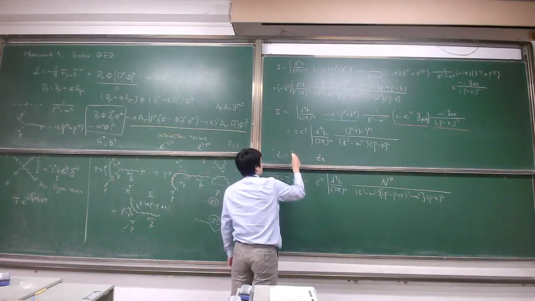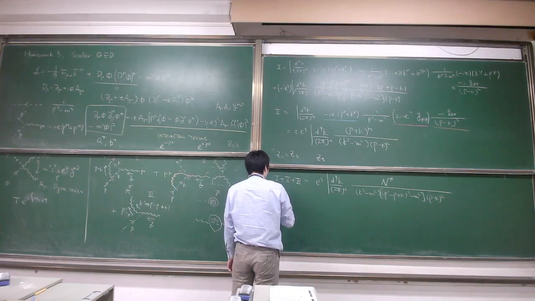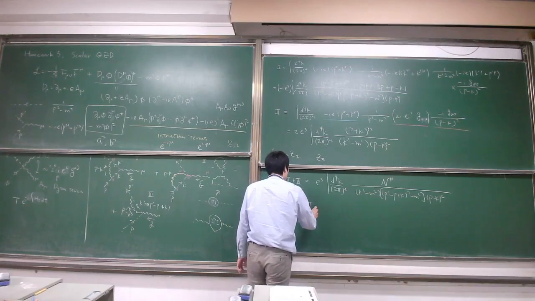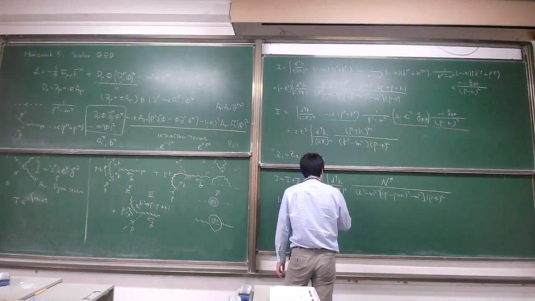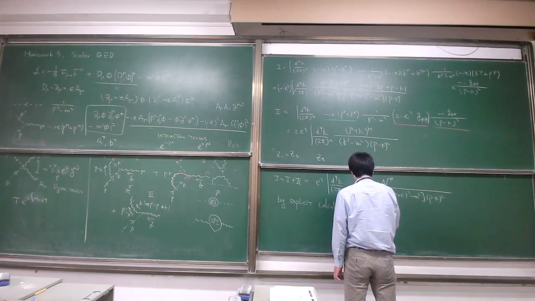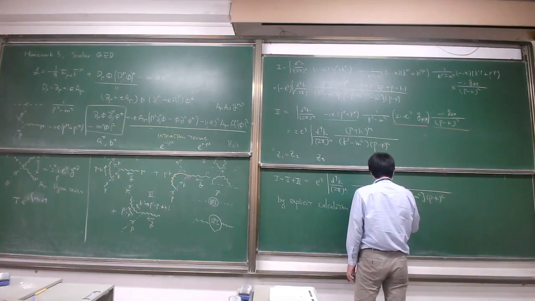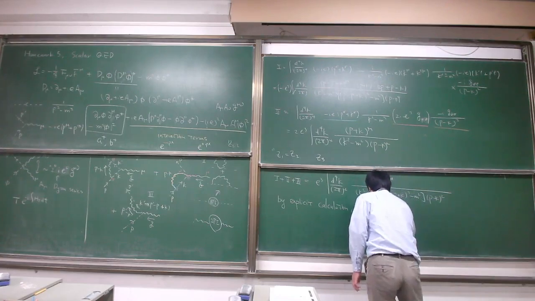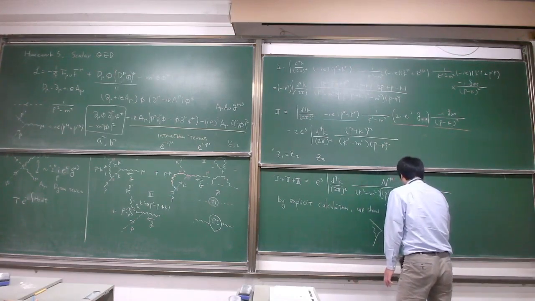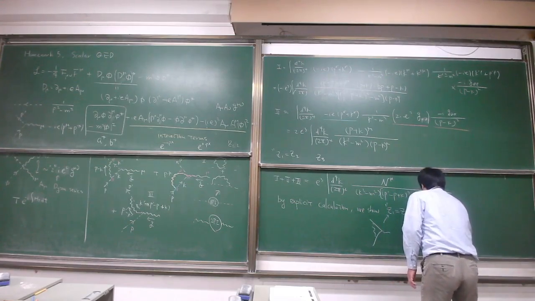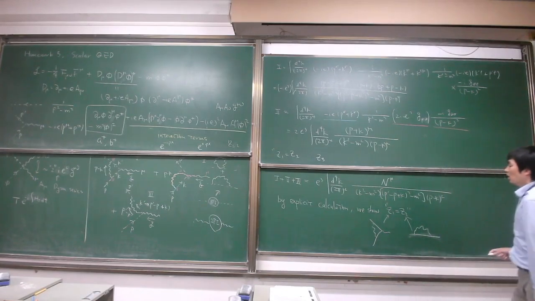So by explicit, okay, I think maybe I should write down here. So by explicit calculation, we show Z1 is equal to Z2 magically. Z1 is coming from this diagram, and Z2 coming from this diagram. This diagram. And then, so that's what we did magically.